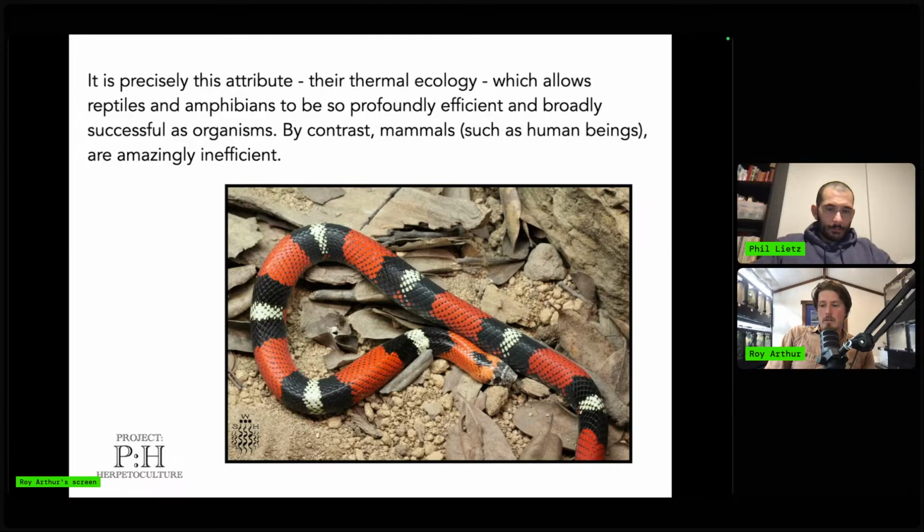You can imagine, it's quite a difference from what I would have to eat in a month to thrive. And interesting to note too, based on the common language around keeping reptiles and amphibians, we have a tendency to think of them as sort of on or off, right?